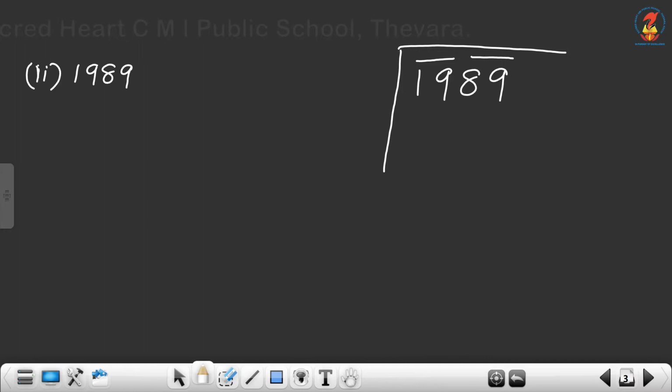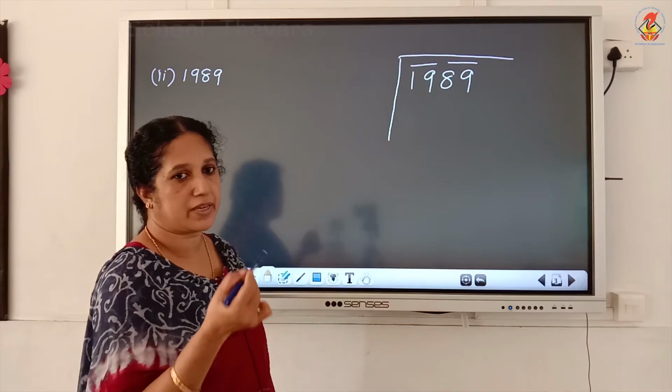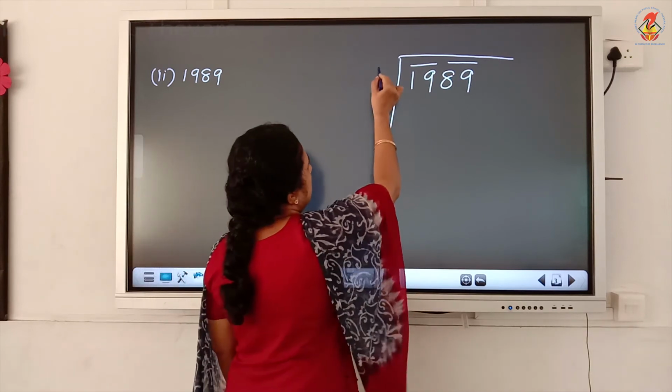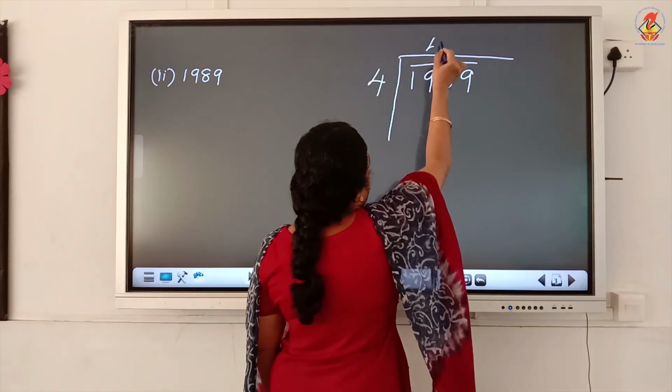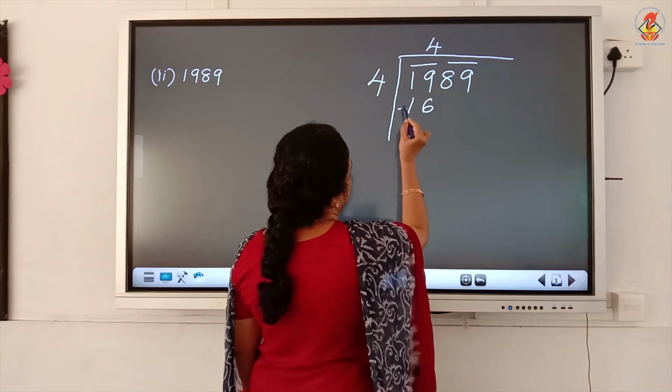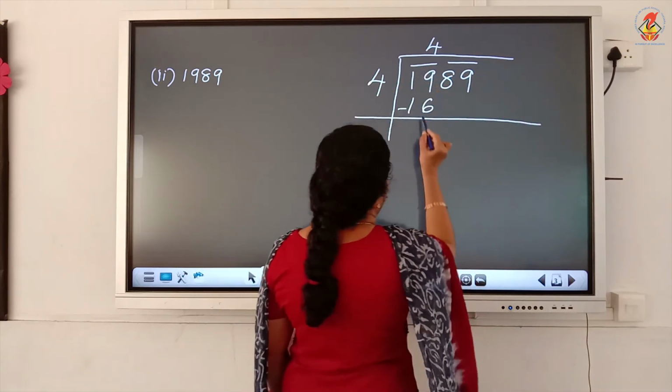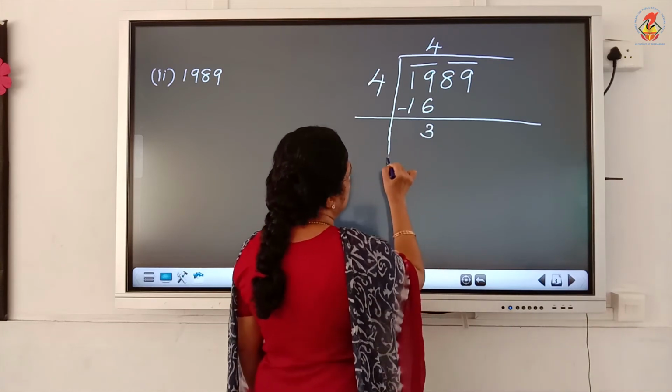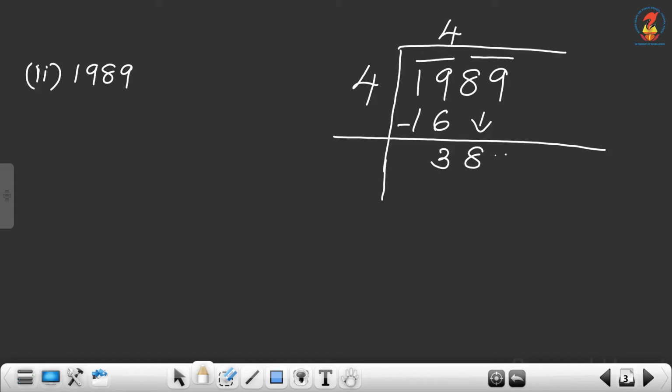Now we can see that if you take 4, you will get 4 square 16. If you take 5, 5 square 25. So we can take 4. Write 4 in the quotient also. 4 into 4, 16. Then 3 remainder. Bring the next pair down, 89. So 389 is the dividend.